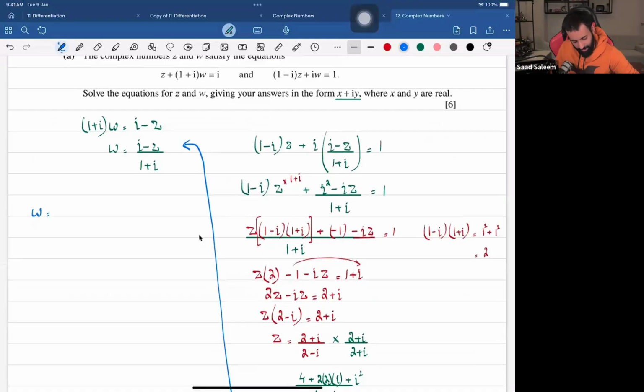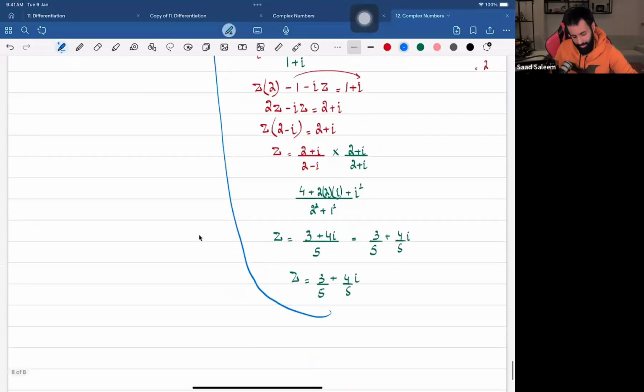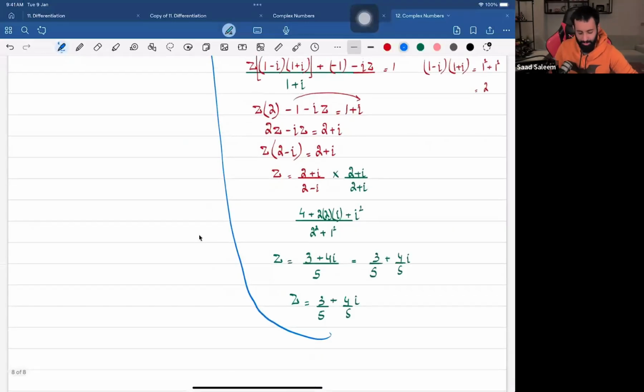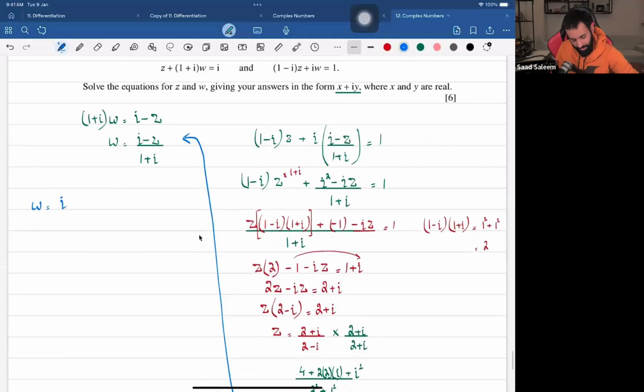So the question is, what version of z do we use? Do we use the a plus b iota form, or do we use the 2 plus iota over 2 minus iota form? Well, the answer is it doesn't matter, because in the end, you will have to rationalize it anyway. So w is equal to iota minus 2 plus iota over 2 minus iota, divided by 1 plus iota. So we'll break it down and we'll solve it separately.